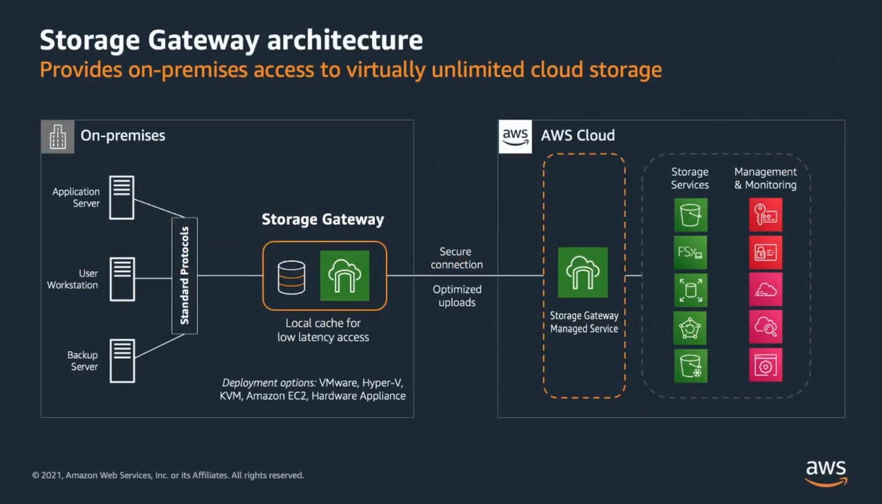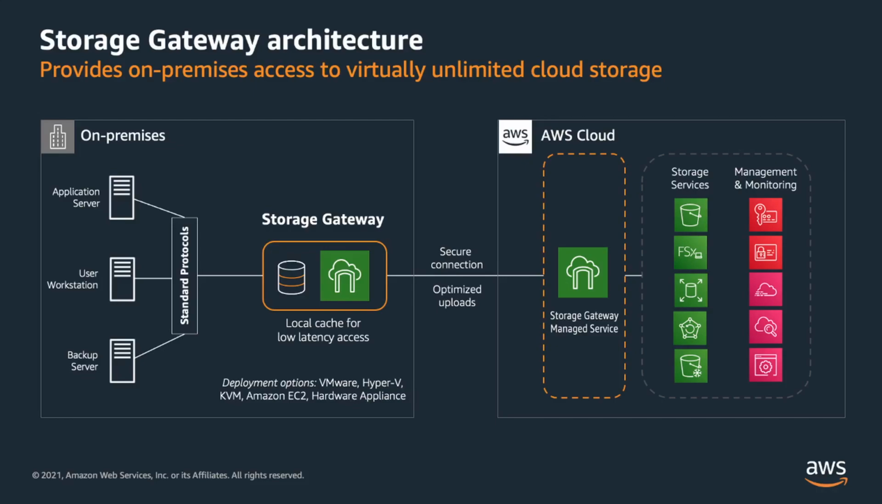The AWS Storage Gateway acts as a bridge to provide access to virtually unlimited cloud storage by connecting applications running on-premises to Amazon storage. The Storage Gateway allows customers to connect to and use key cloud storage services such as Amazon S3, Amazon S3 Glacier, Amazon FSx for Windows File Server, and Amazon Elastic Block Store.